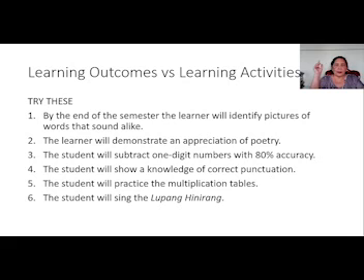The student will subtract one-digit numbers with 80% accuracy. Sorry for the typographical error. The student will subtract one-digit numbers with 80% accuracy. Okay, that's correct. What's the condition? What's the degree of performance? What's the verb? I think it's clear enough. Okay, you can put the answer on your paper.